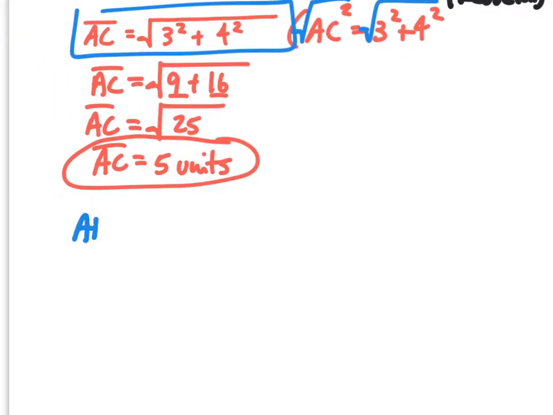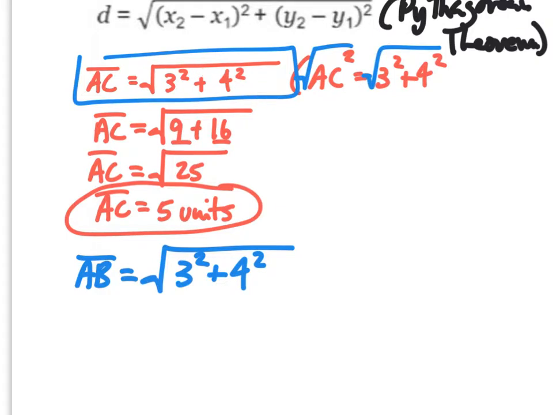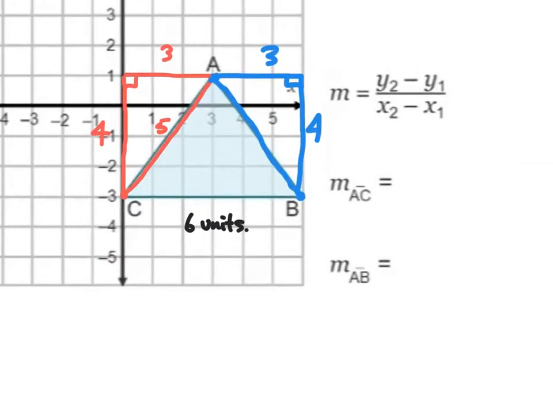I'd say, all right, well, let's take a look at AB. I know that's going to be the square root of 3 squared plus 4 squared. And because you've already done this math up here, you don't need to go through it again. You can if you want, but you don't need to. So I know that AB is going to be equal to 5 units as well. And so now, when I go over here and label this as 5, that's all fine and good.